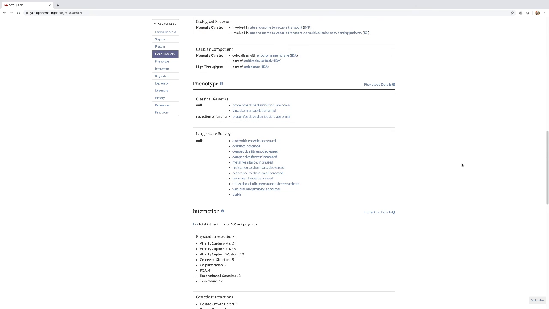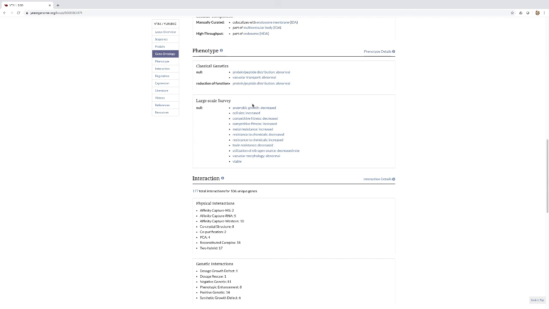Down here it'll tell you about the null, which is just a way of saying when the gene is completely absent, so a complete mutation. What does that do to the yeast? It tells you that the protein peptide distribution is abnormal and there is a defect in vacuolar transport. And through other screens we can say it's already been identified as having a poor growth in anaerobic conditions, cell size is increased in these conditions, and so we can see a lot of different things like this. Toxin resistance is decreased.